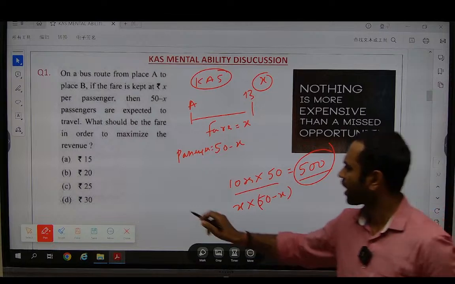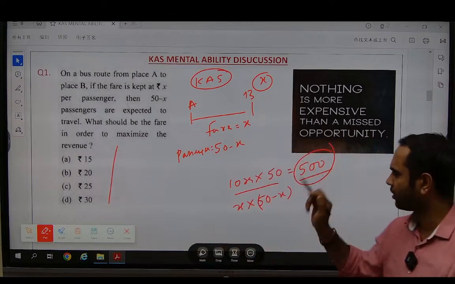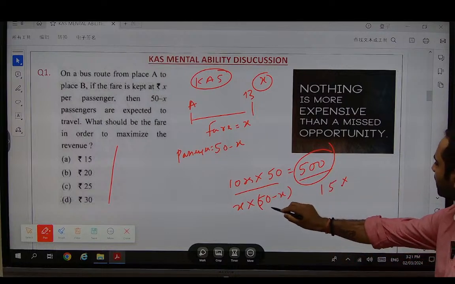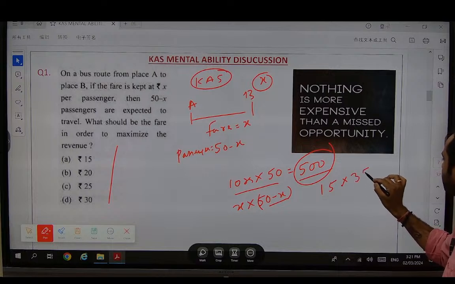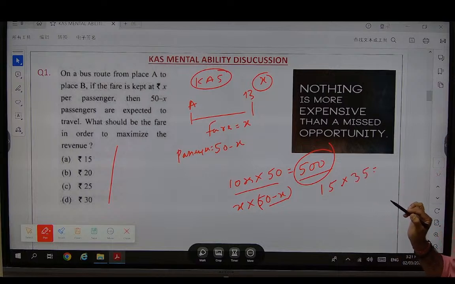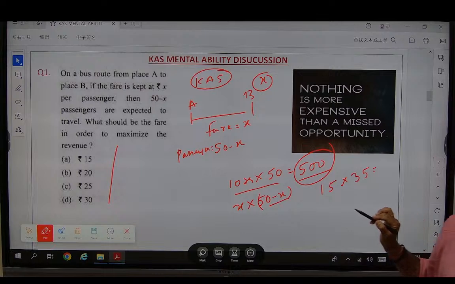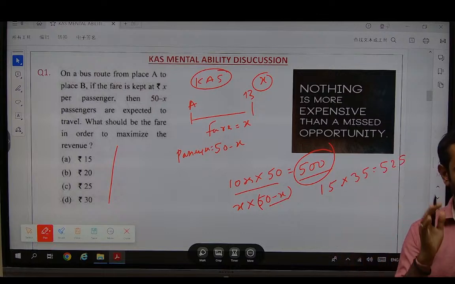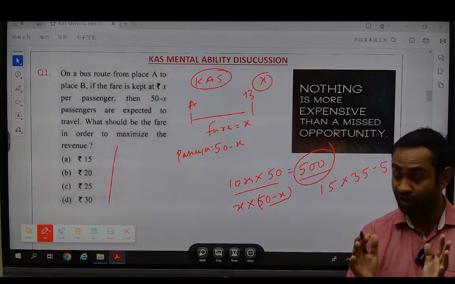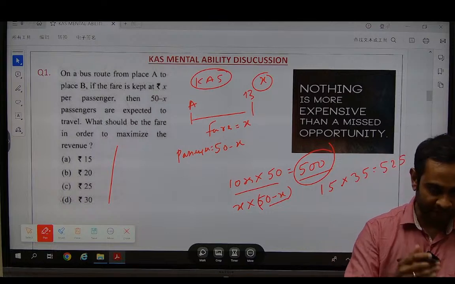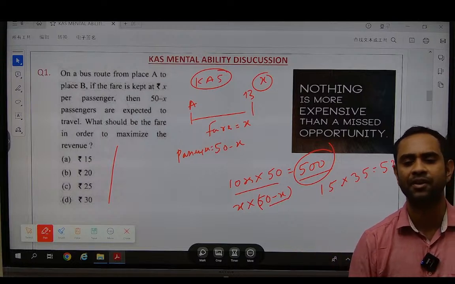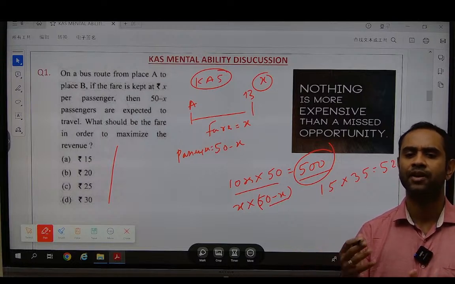So use the options and attack the question. If you put X equal to 15, then 15 into 50 minus 15 is 35. 15 threes are 45, with a 0 that is 450, 15 fives are 75, and 450 plus 75 will be 525. Some kind of calculations you will have to do in your mind.